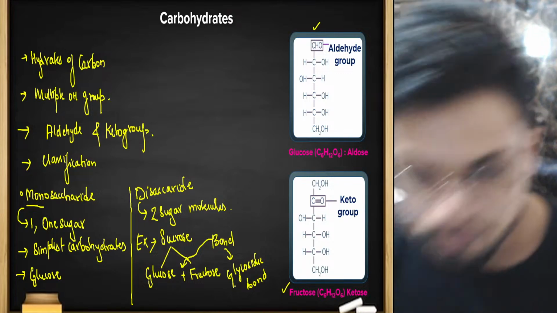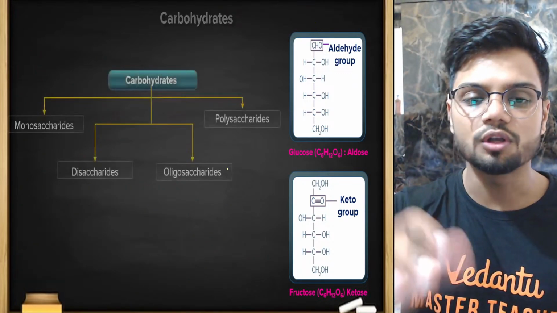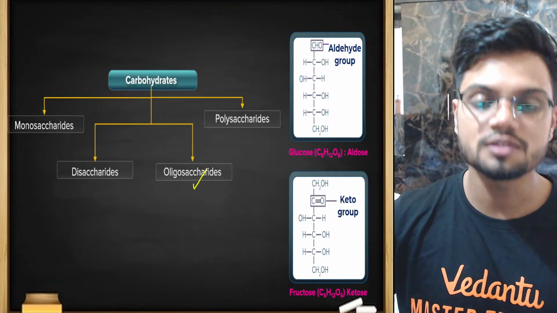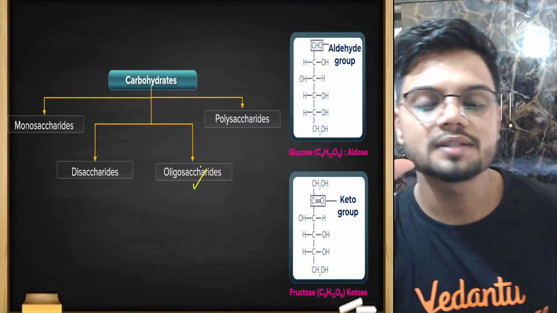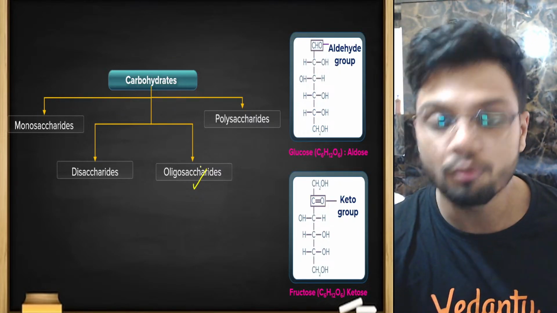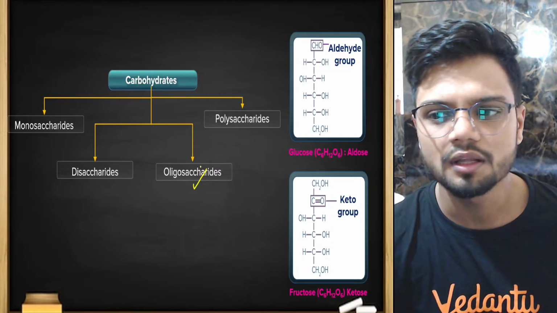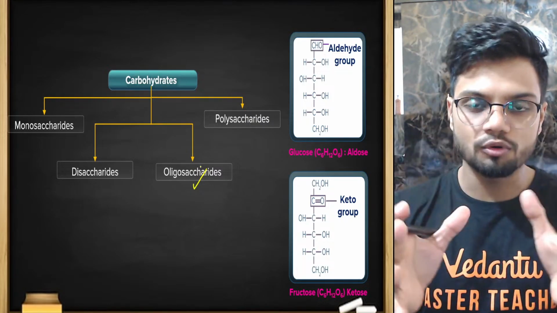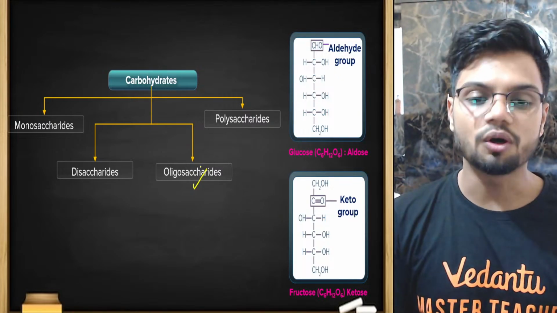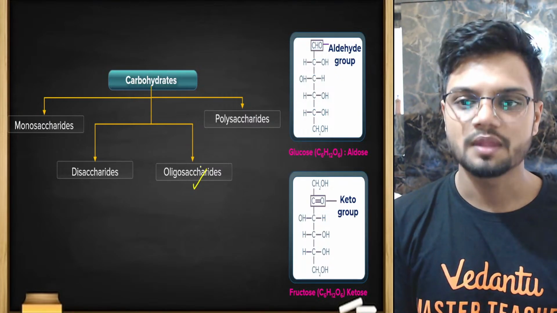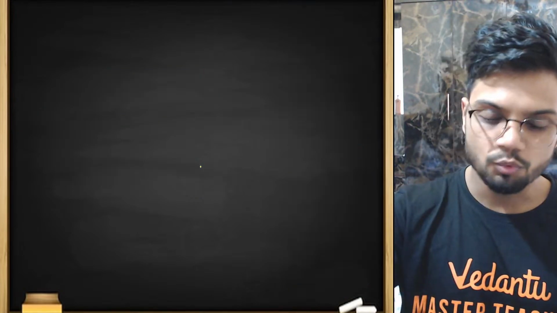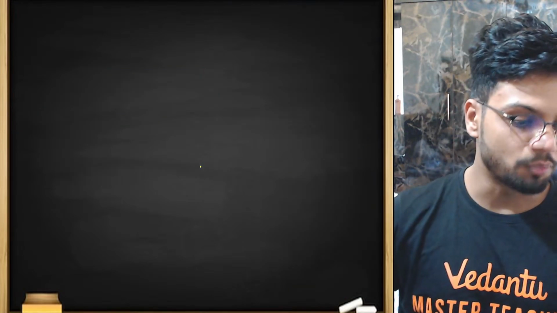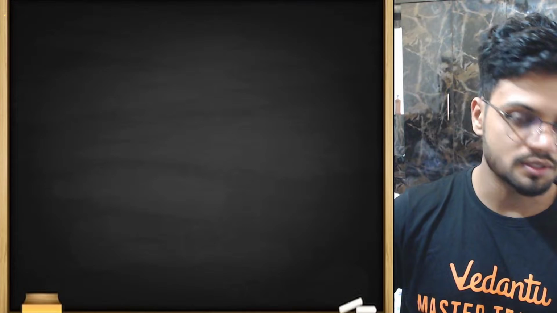Now, students, similarly, there is something called an oligosaccharide. You need to understand that an oligosaccharide is made up of more than two monosaccharides. So when more than two monosaccharides join together, they make up the oligosaccharide. Example is raffinose. But what are we interested in? We are interested in the polysaccharide.